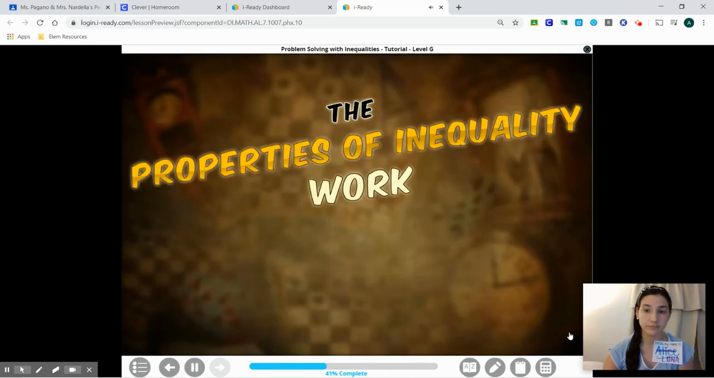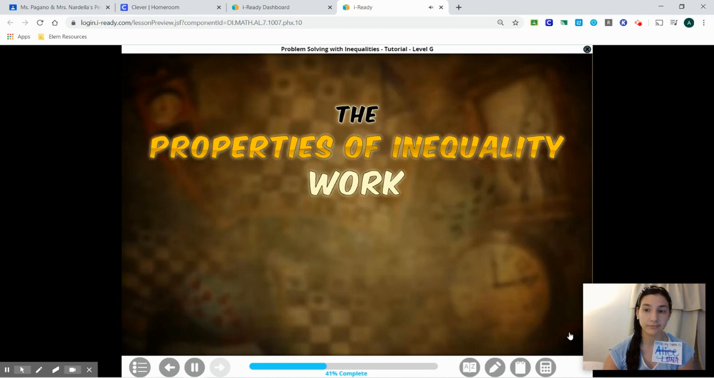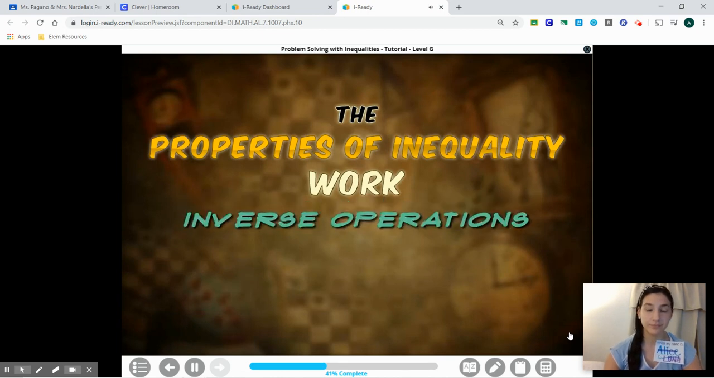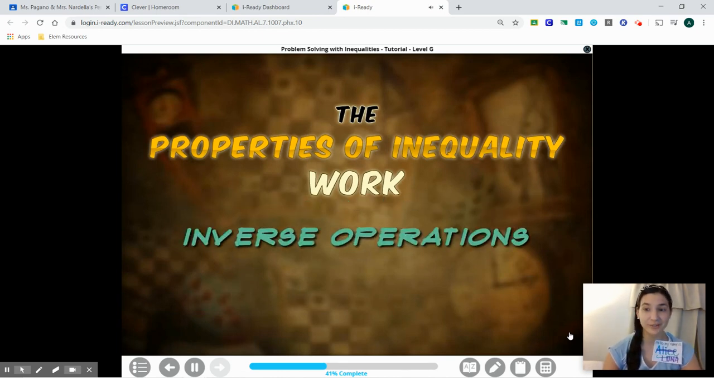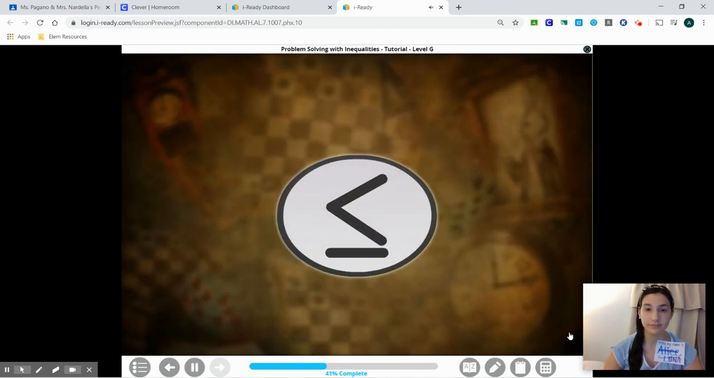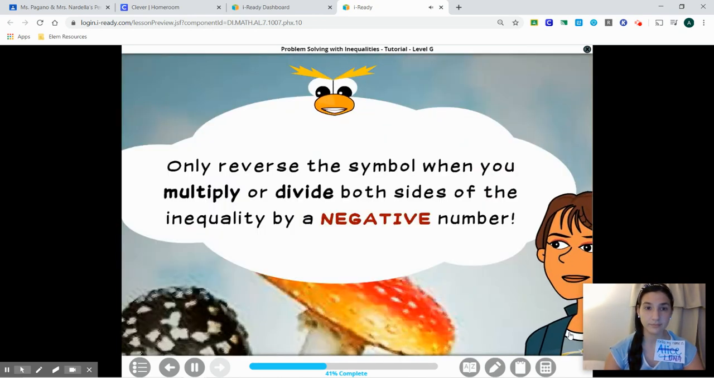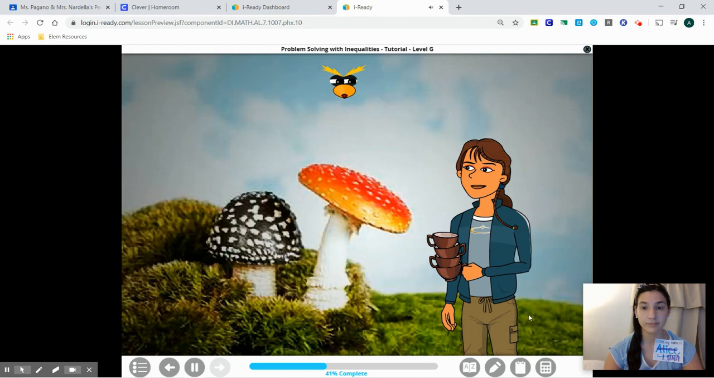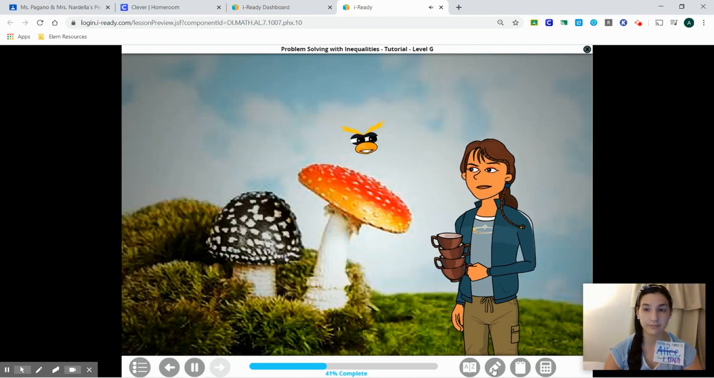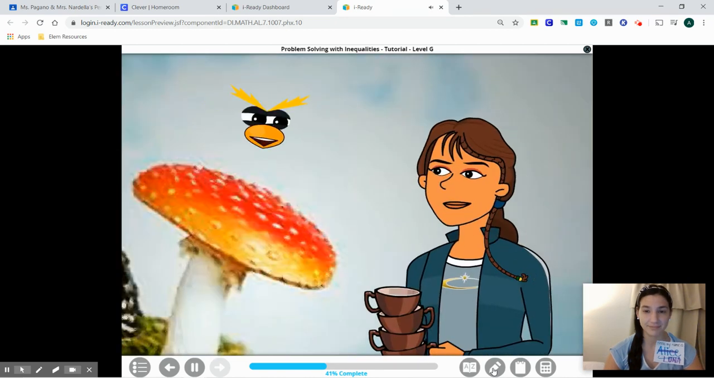Now that you know how the properties of an inequality work, you can use them to isolate variables by using inverse operations, just like with equations. The only difference now is that you need to be mindful of the inequality symbol. Remember, you only reverse the symbol when you multiply or divide both sides of the inequality by a negative number. So, what was that first inequality you got from that mad Hatter? Let's see if we can find all of the solutions.